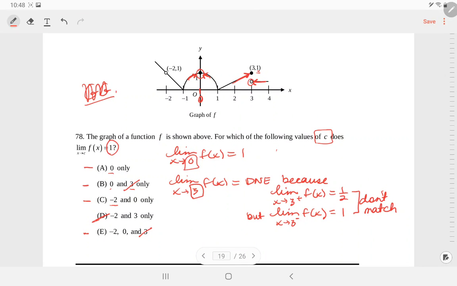Okay, so let me check -2. Limit as x approaches -2 of f of x. Okay, so -2 is over here. The right limit looks like it's 1. And the left limit looks like it's 1.